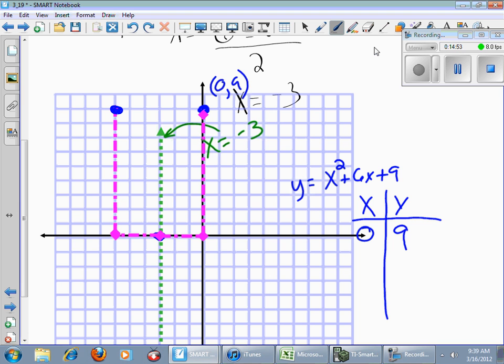If I really wanted to, I could put negative 6 into my equation. All right, that would get me 36 minus 36 plus 9.